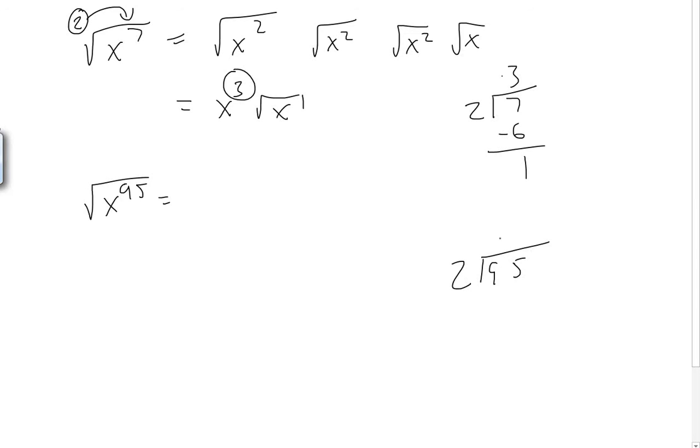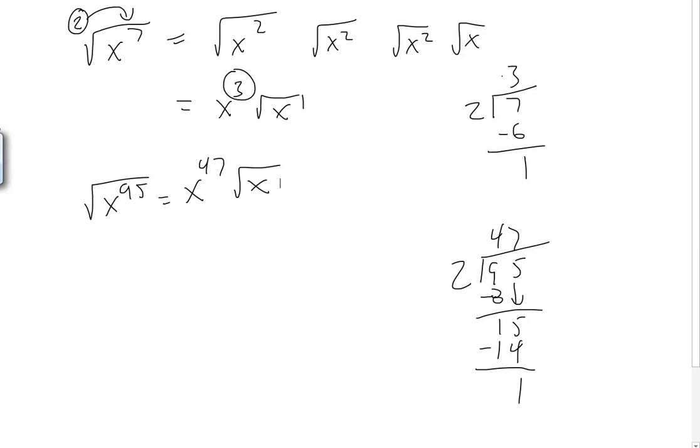Just do the division. 2 goes into 9 4 times, leaving me with 8, so that when I subtract, I get 1. I bring the 5 down. 2 goes into 15 7 times, so that I get a remainder of 1 again. What does that mean? That means that the power on the outside is 47. There are 47 x squareds in x to the 95, but when I take the square root, I just get x to the 47th. And then the remainder is 1, so that means that there's one single x left on the inside, no power left over.